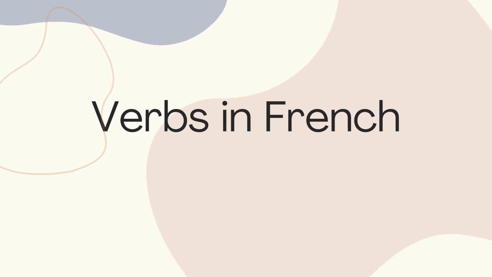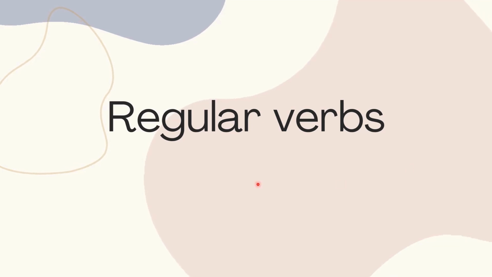So let's get started. Verbs are broadly categorized into two categories in French: regular verbs and irregular verbs. Regular verbs have a particular conjugation every time with each subject. Irregular verbs are exceptions which you have to learn. Let's get started with regular verbs first.